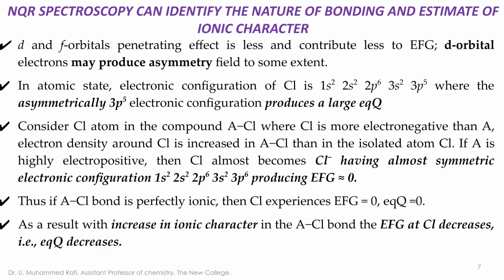d and f orbitals contribute less to EFG, but d orbitals may produce some asymmetry. Increased ionic character in a bond leads to a more symmetric electronic configuration, causing the EFG and eQq to decrease.